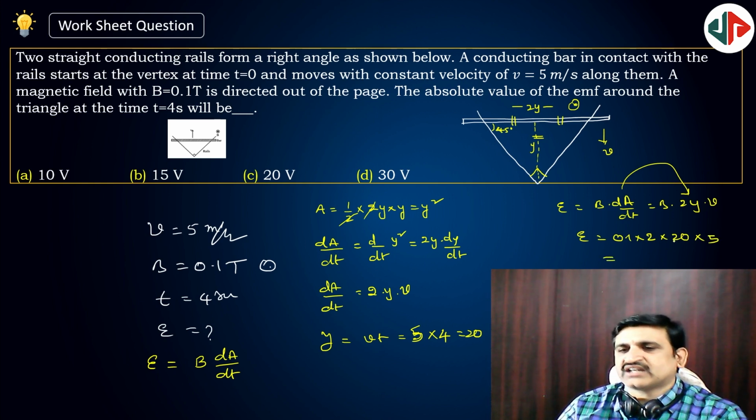So 25 twos are 100. So 10 twos are 20. So 20 volts will be the calculation.